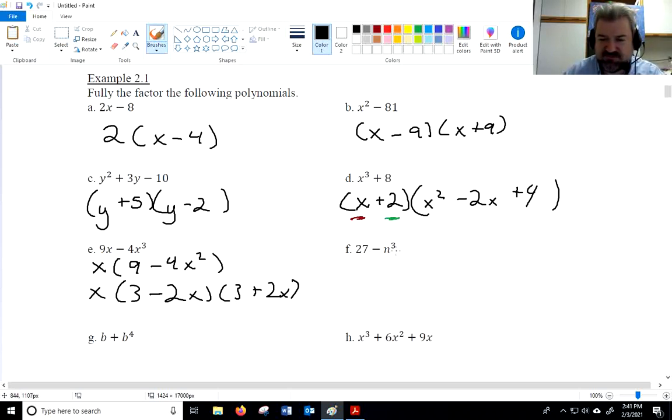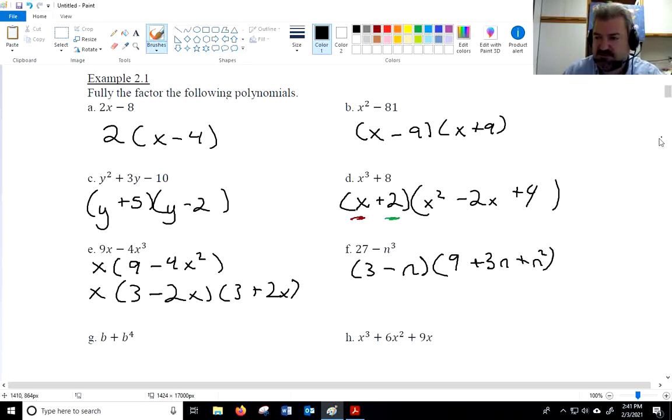Next we have 27 minus n cubed. We get to use our difference of two cubes. 3 cubed is 27, and the cube root of n cubed is just n. Then we use this to help us figure out what to do. Square the 3, multiply the 3 and n together and change the sign, and then square the n.